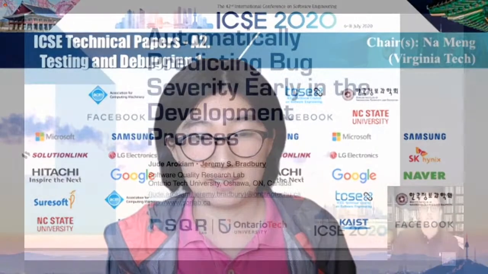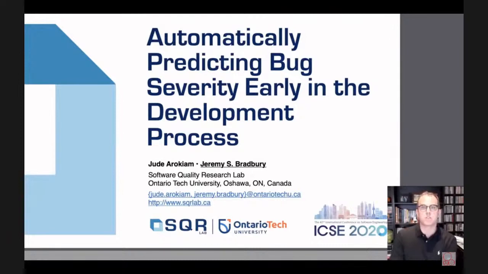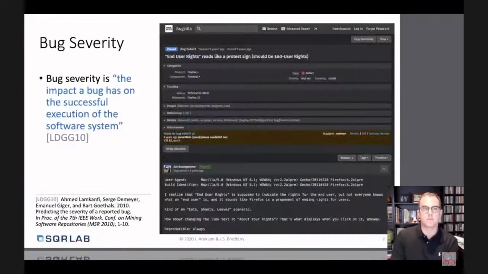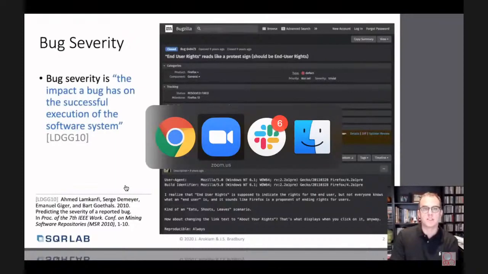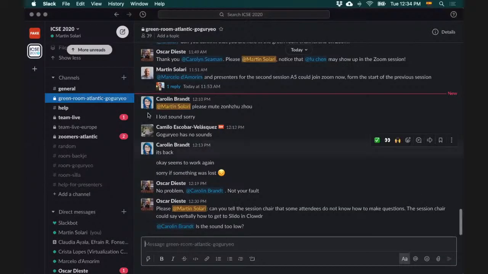Welcome to our presentation titled Automatically Predicting Bug Severity Early in the Development Process. I'm Jeremy Bradbury, and this work was co-authored by Jude Arokium. Bug severity is defined as the impact a bug has on the successful execution of the software system. Bug severity ratings are a common attribute of most bug reports, including the example of a trivial bug on the right side of this slide.